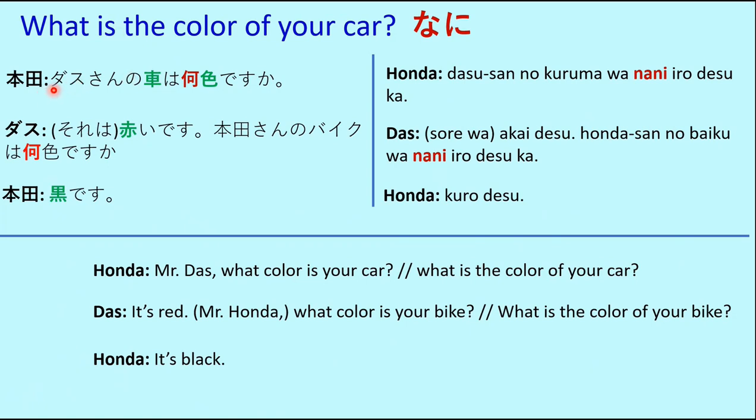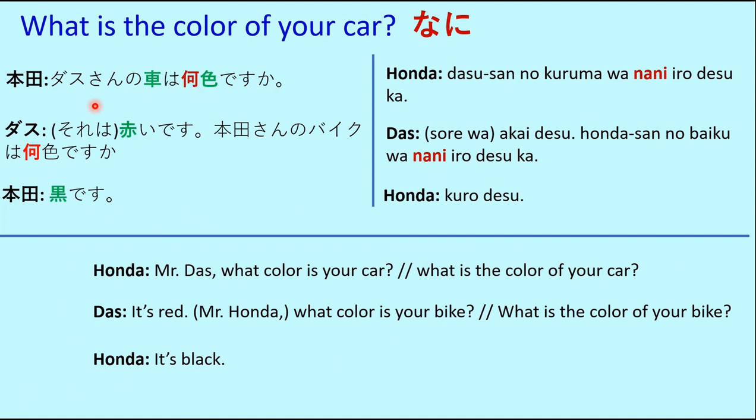Now, what does this mean? Honda-san says, Das-san no kuruma wa nani iro desu ka? That means Honda-san says, Mr. Das, what color is your car? Das-san no kuruma means Das-san's car. Wa nani iro desu ka? Das-san's car is of what color?